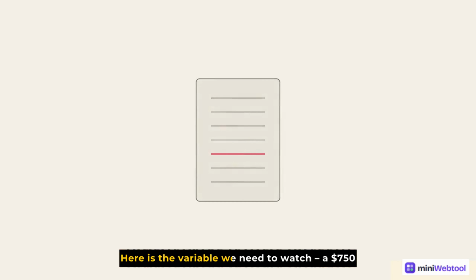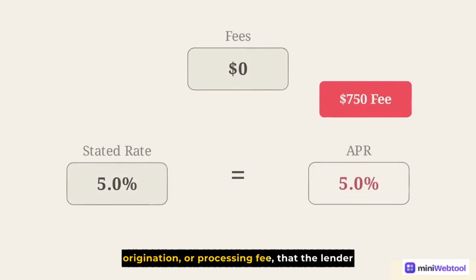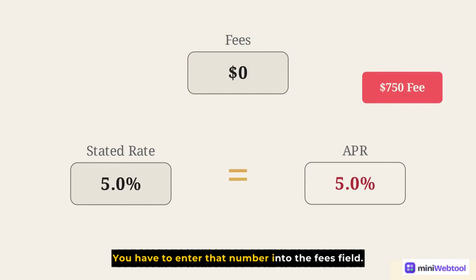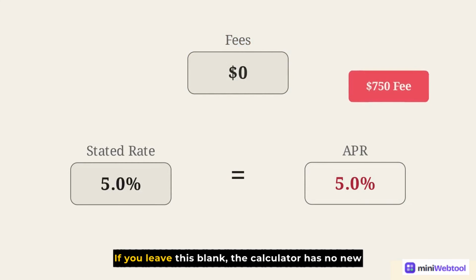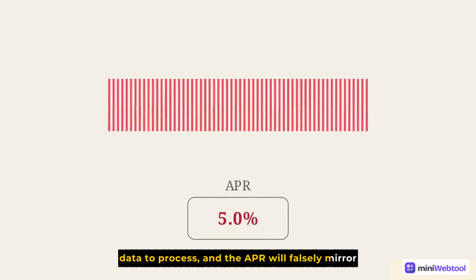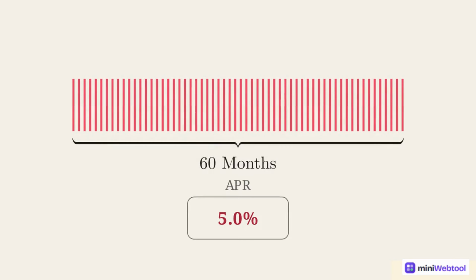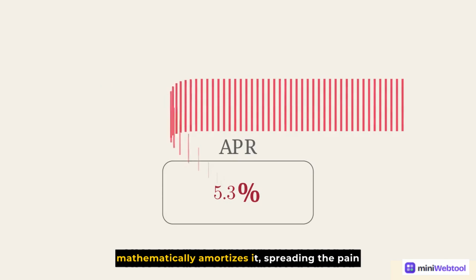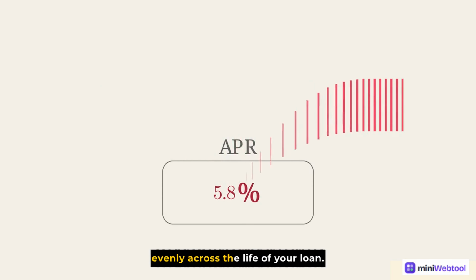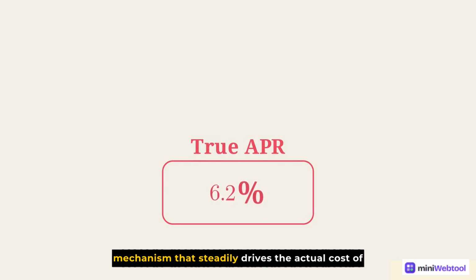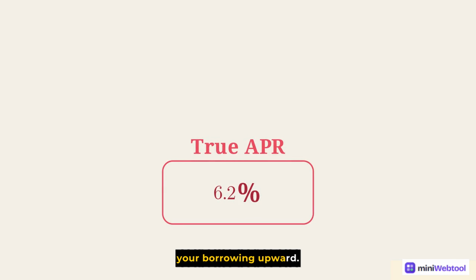Here is the variable we need to watch: a $750 origination or processing fee that the lender requires you to pay upfront. You have to enter that number into the fees field. If you leave this blank, the calculator has no new data to process, and the APR will falsely mirror the 5% stated rate. The calculator takes that heavy upfront fee and mathematically amortizes it, spreading the pain evenly across the life of your loan. This month-by-month distribution is the mechanism that steadily drives the actual cost of your borrowing upward.